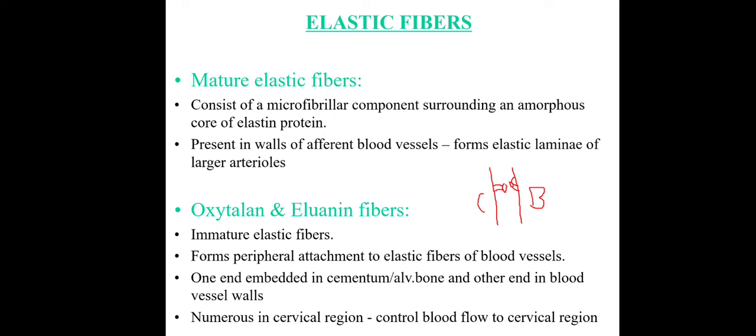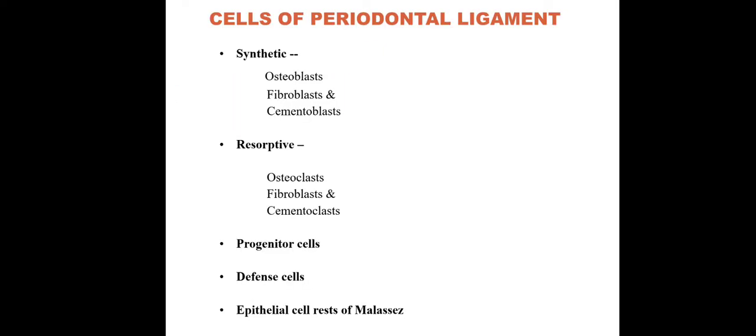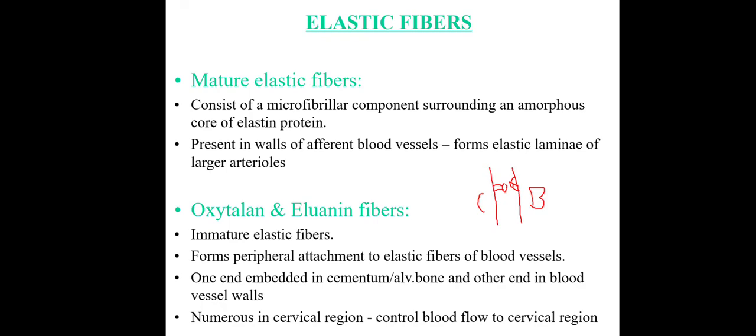There are also a lot of immature elastic fibers present within the periodontal ligament, referred to as the oxytalan and elaunin fibers. Oxytalan and elaunin fibers are immature elastic fibers which attach to the wall of the blood vessels on one side, and on the other side attach to either the wall of cementum or alveolar bone. Thus they stabilize the blood vessels in position. They are numerous in the cervical region and they control the blood flow to the cervical region.